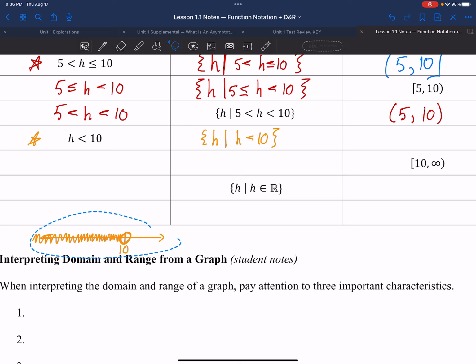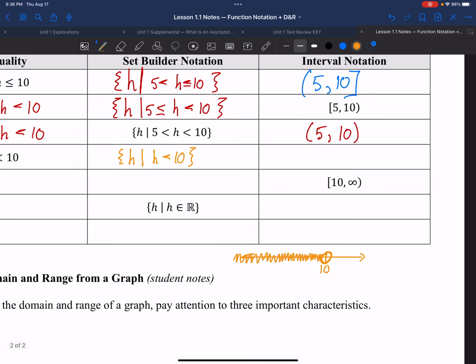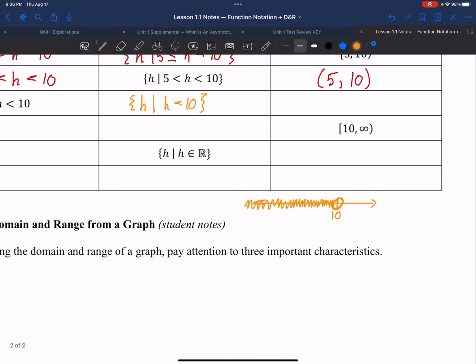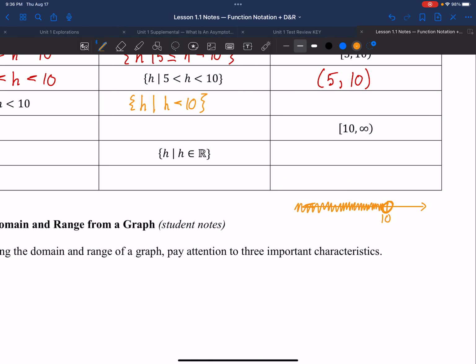Let me bring this guy over here so I have some more space to write. Now I say, what's the upper and lower bound on this thing? Well, 10 is definitely the upper bound. It's the maximum. It's not going to go past 10. But where's the lower bound?